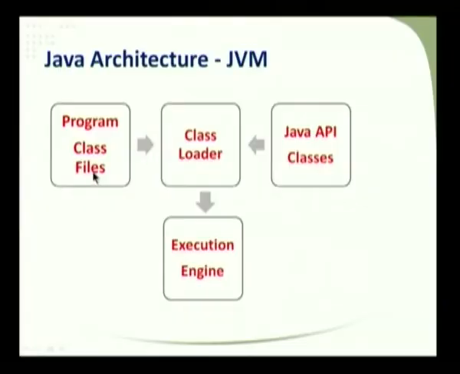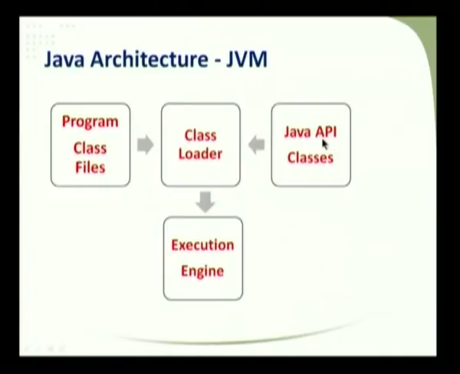So next we will see what is available in the JVM. We have already discussed this. We have program class files, which are all the class files created by the programmer. For example, I would have created an employee class, or a car class. All these are called program files.